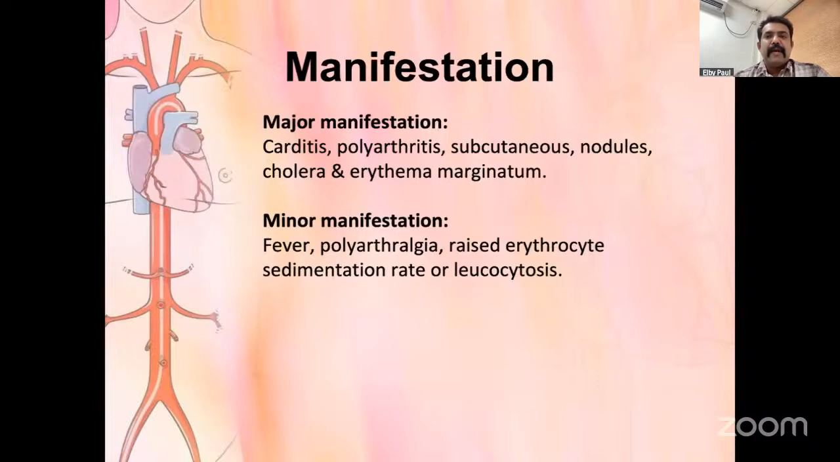Okay. Manifestations: the major manifestations are carditis, polyarthritis, subcutaneous nodules, chorea, and erythema marginatum. These are the major manifestations. Minor manifestations are fever, polyarthralgia, raised erythrocyte sedimentation rate, or leukocytosis. So ESR we can correlate with this RHD.